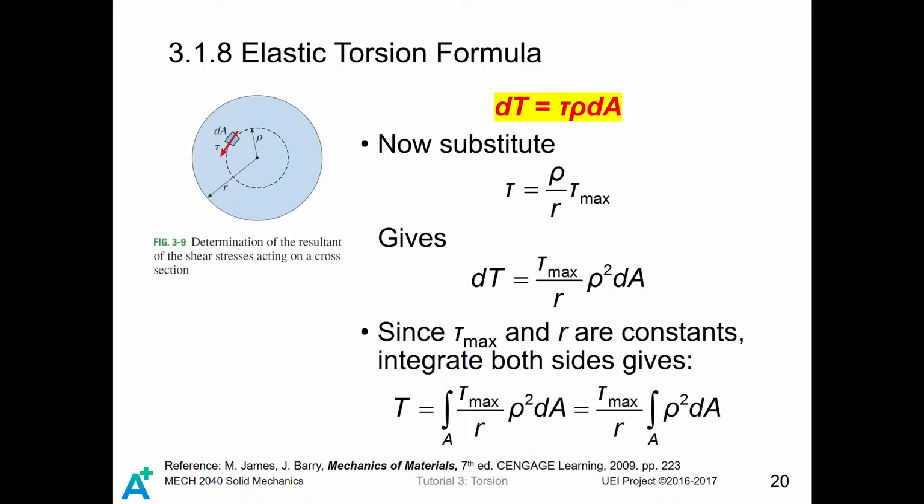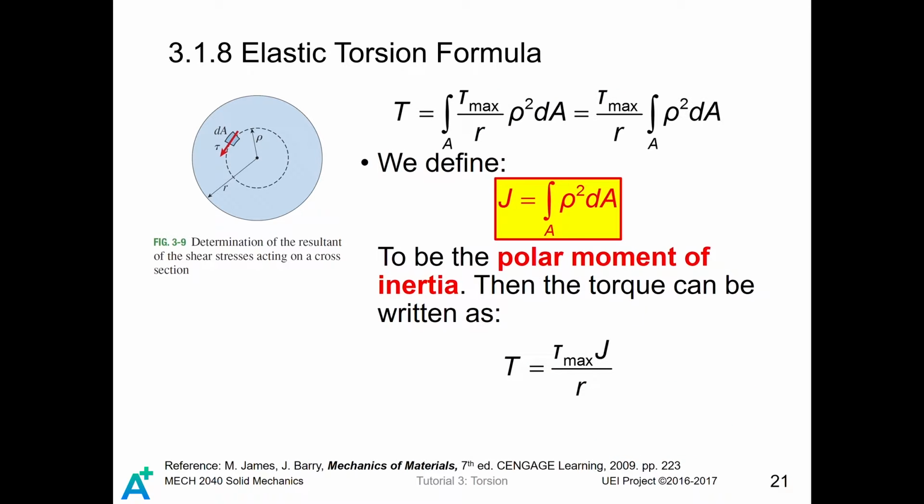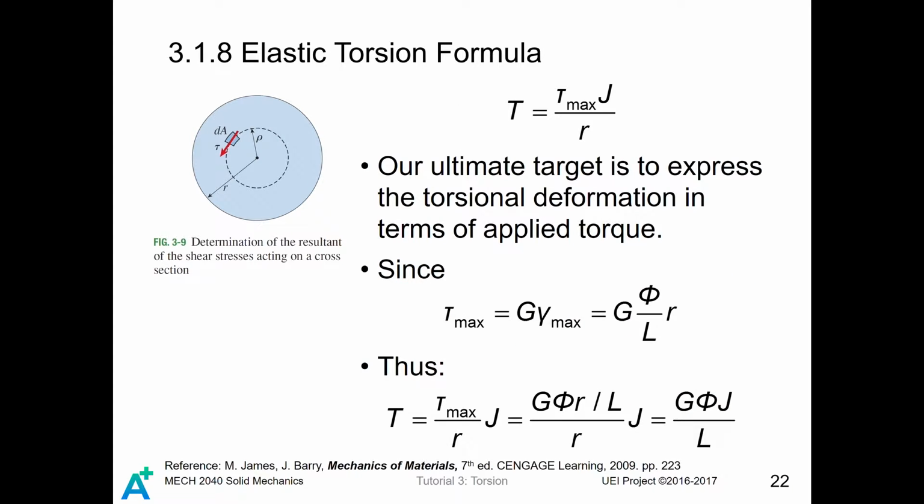Then we do the integration on both sides, and we also take this constant out, such that we get this result. Now we define a quantity called the polar moment of inertia, which is given by the integral of ρ squared dA over the entire region. Then the torque can be written as T equals tau max J divided by R. However, although we get this result, who knows what tau max is? We don't know anything about it. We cannot observe it directly from the shaft.